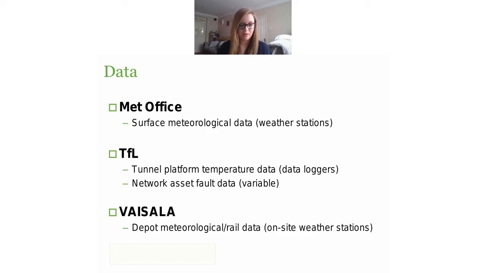And I'm combining this data with data logger temperature from each platform that's underground across the network, provided by TfL, including asset fault data, which I'm not discussing specifically in this presentation, but is part of the wider PhD project. And this is variable due to historic reasons for the collection of the data. This will also include Viola data, a company contracted by TfL that also collects additional meteorological data on site at all the 13 depots across the network.